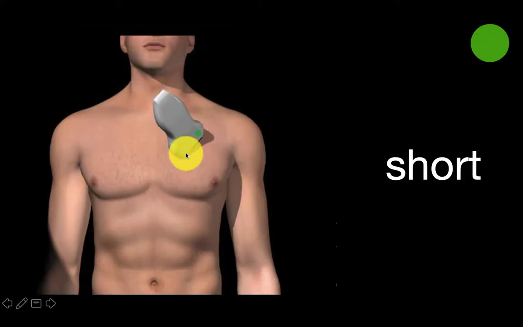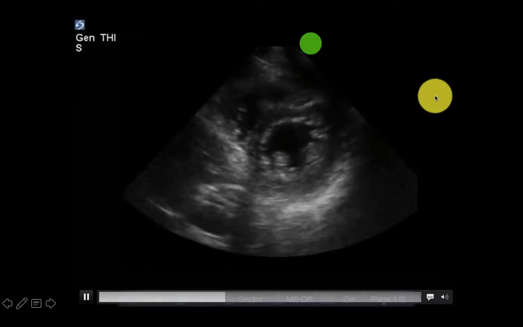Next, you'll want to rotate your probe very slowly and carefully so the indicator is pointing towards the opposite shoulder, towards the patient's left shoulder, to obtain the parasternal short view. Here is what a normal parasternal short view looks like.